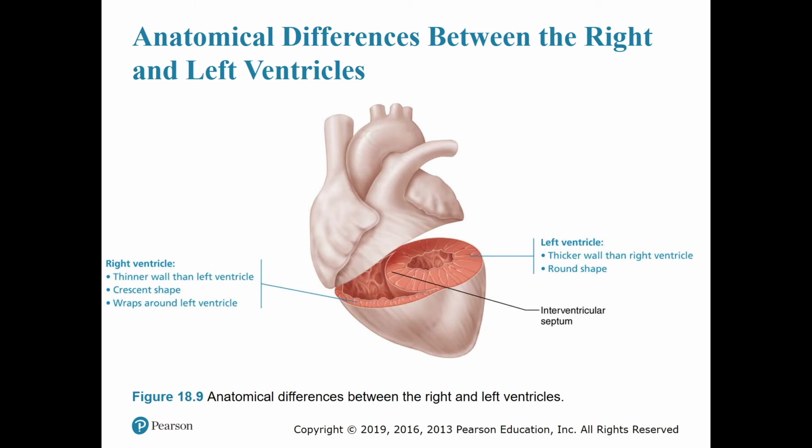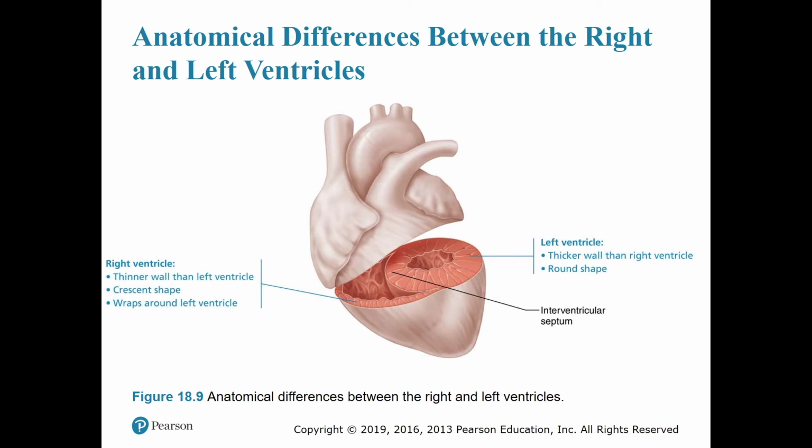Anatomical differences between the right and left ventricles. So this is figure 18.9. The right ventricle has a thinner wall than the left ventricle. It has a crescent shape and wraps around the left ventricle. The left ventricle has a thicker wall than the right ventricle and a round shape. The lungs are close to the heart and the pulmonary blood vessels are relatively short and wide. Thus, the right ventricle normally does not need to push very hard to propel the blood through the pulmonary circuit. And that's why the walls are relatively thinner.